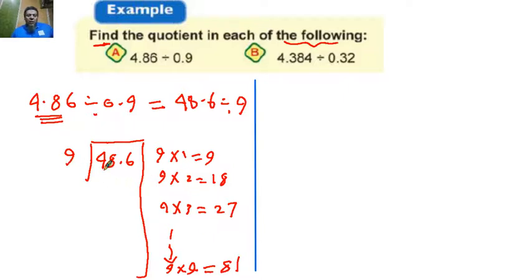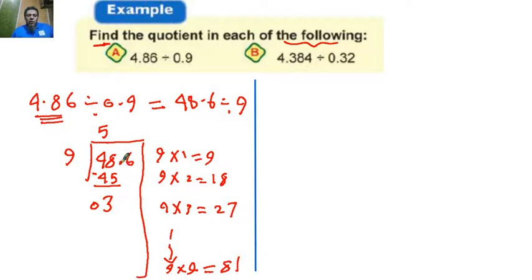When we take one digit from the dividend and it is less than the divisor, then we should take two digits. 48: in the table of 9, the number nearest to 48 is 45, from 5 times 9. Then the result here is 5 times 9 equals 45. Subtract the two numbers, then the result is 3.